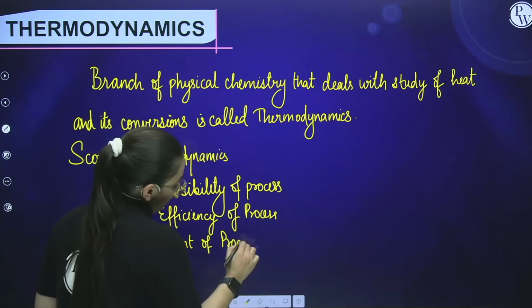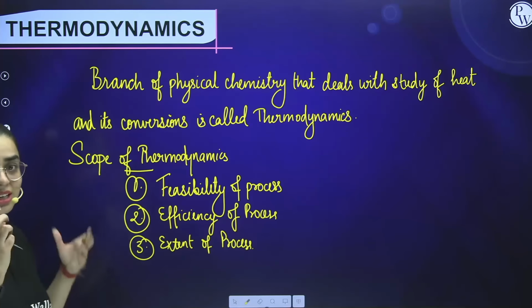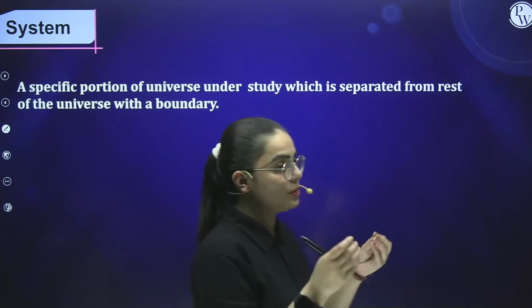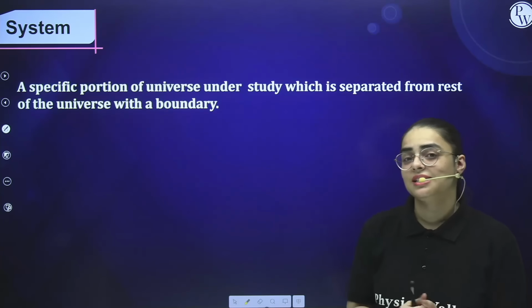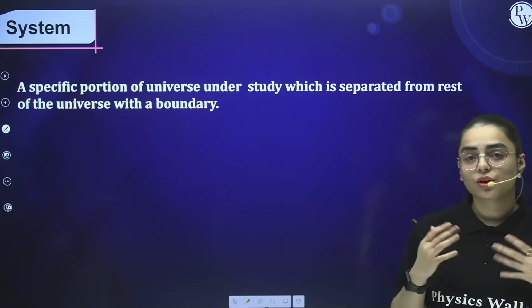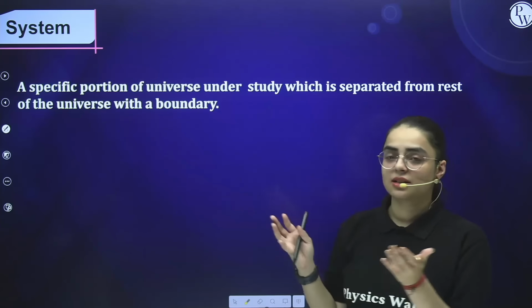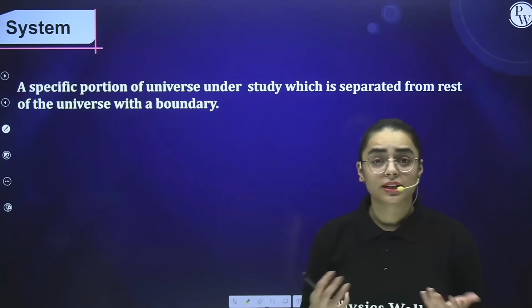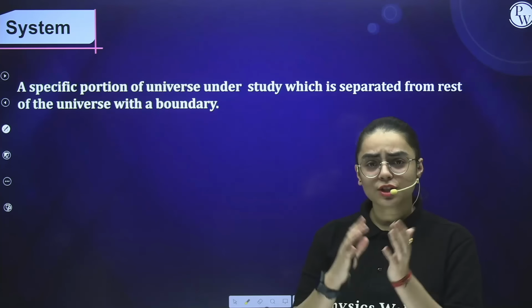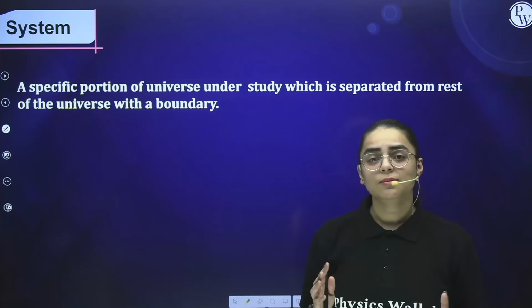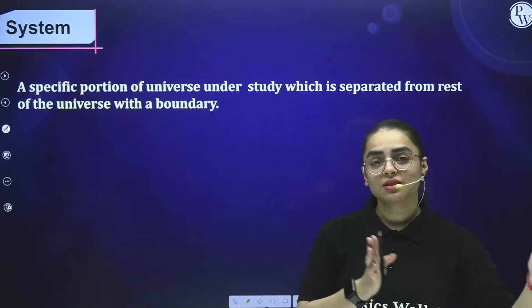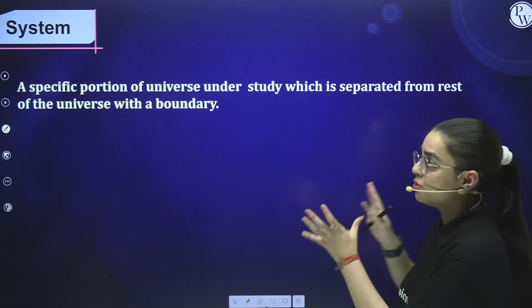Now, if I talk about thermodynamics in detail, then we move forward to our first term that we need to understand: what do you mean by system? See, basically we are going to understand some of the basic terms such as system, surrounding, and universe. As I've told you, thermodynamics is a study of heat and its conversions. Now the very basic term that we need to understand here is system.